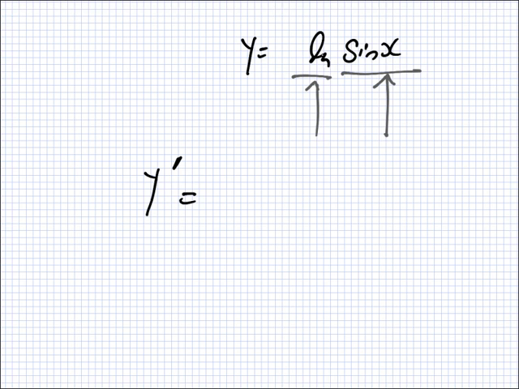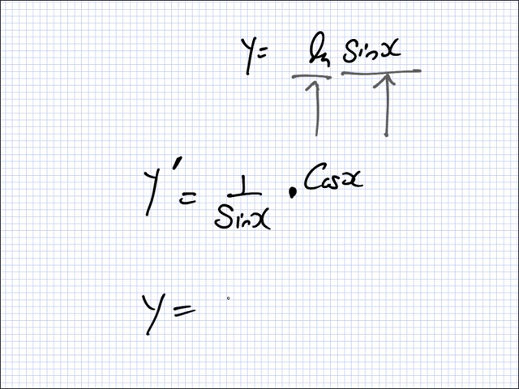So what is the derivative of log x? 1 over x. So log sine x is 1 over sine x. And then you multiply by the inside derivative. What's the derivative of sine? Cos. And that's the answer. And that's the same answer.